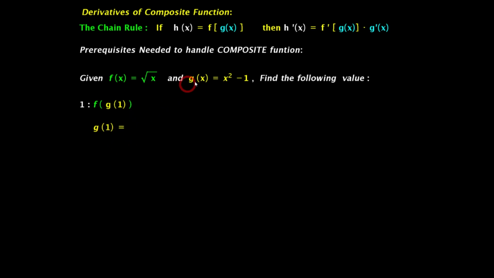g of 1 is, we use the g function. g of x is x squared minus 1. We just plug in 1, it should be 1 squared minus 1. And 1 squared minus 1 is 0.